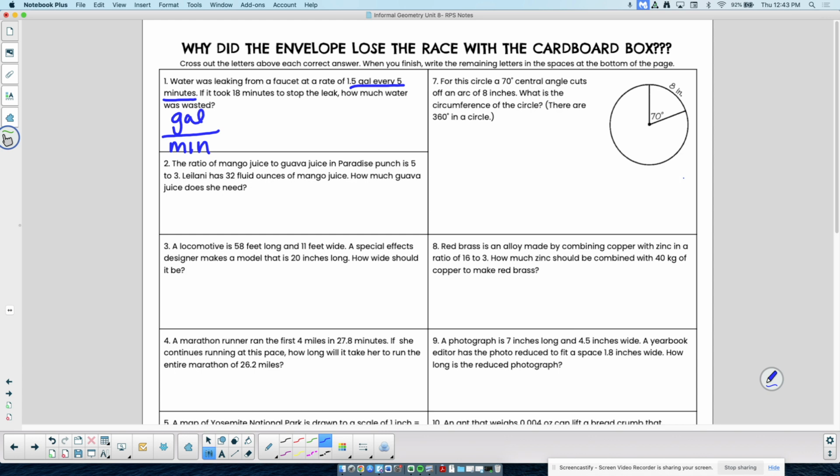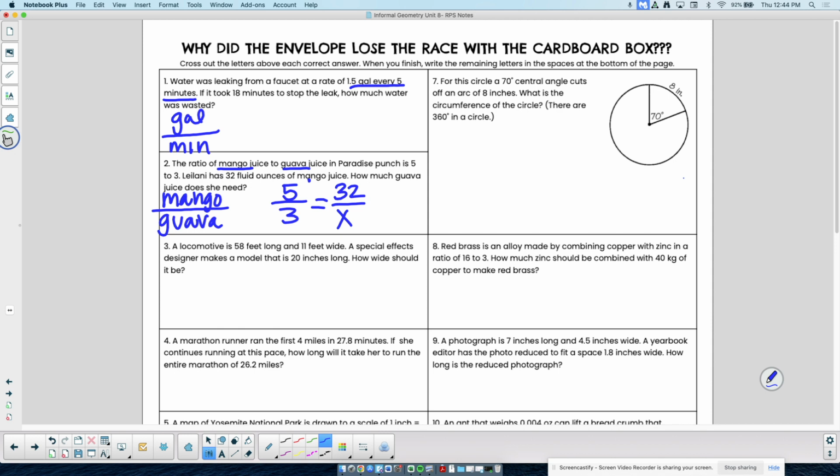Number 2, the ratio of mango juice to guava juice in Paradise Punch is 5-3. Leilani has 32 ounces of mango juice. How much guava juice does she need? So what two things are we comparing? Mango to guava. Now since this one is kind of goofy, I'll do the rest of it with you. So it's in the ratio 5-3. And if we have 32 ounces of mango juice, how much guava does she need? Guava's on the bottom, that's what we're looking for, over 32.